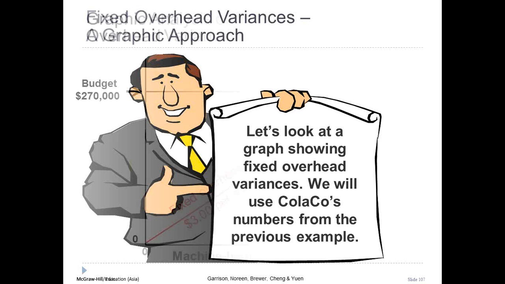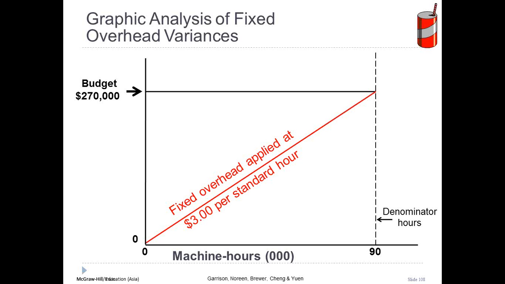The linear manner in which fixed overhead is applied to products is depicted by drawing a straight line from the origin to the intersection of the budgeted fixed overhead and the denominator activity. The slope of this line indicates that fixed overhead is applied at a rate of $3 per machine hour.